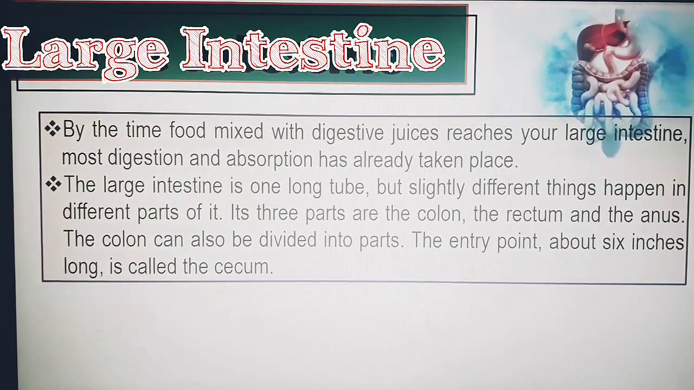By the time food mixed with digestive juices reaches your large intestine, most digestion and absorption has already taken place. The large intestine is one long tube, but slightly different things happen in different parts of it. Its 3 parts are the colon, the rectum, and the anus. The colon can also be divided into parts. The entry point is about 6 inches long, and it is called your cecum.